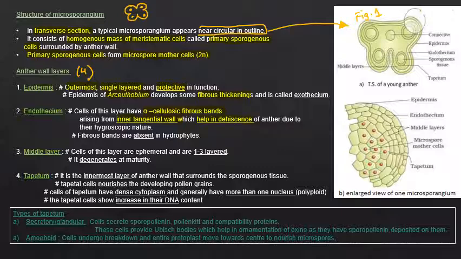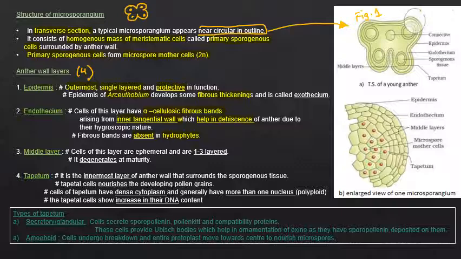Dehiscence means when the pollen grains need to be released out of the anther, for the anther to break, these fibrous bands are going to help. Now, some plants, that is hydrophytes, do not have these fibrous bands, and that is the reason they are called hydrophytes that do not have fibrous bands.